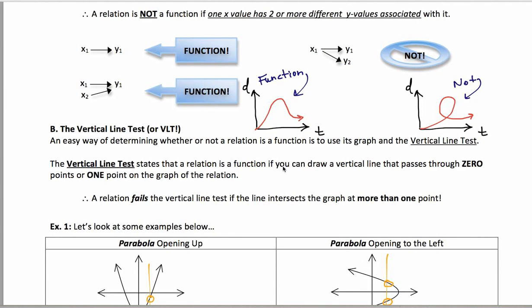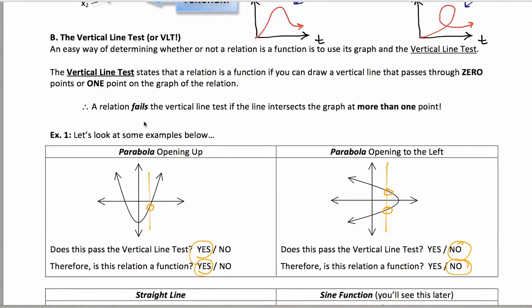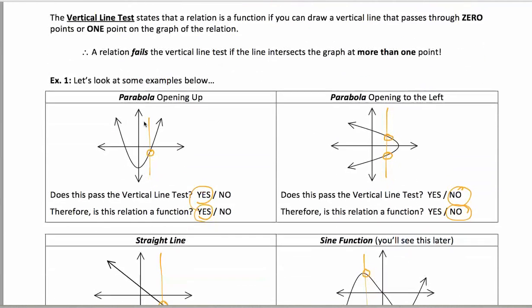So when you draw a single vertical line anywhere where your relation is, if at any point it would cross over your curve more than once, then it's not a function. Okay, so we can say that a relation will fail the vertical line test if the line intersects the graph at more than one point. So let's look at a few examples. This will make it a little clearer.